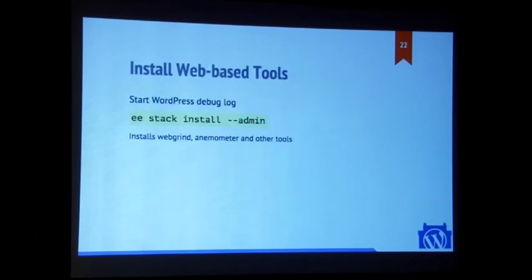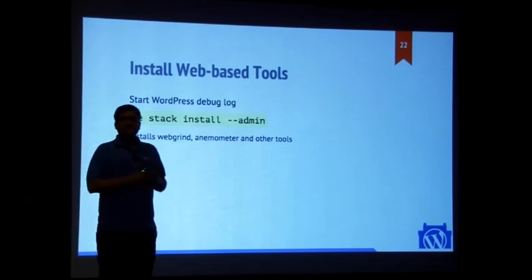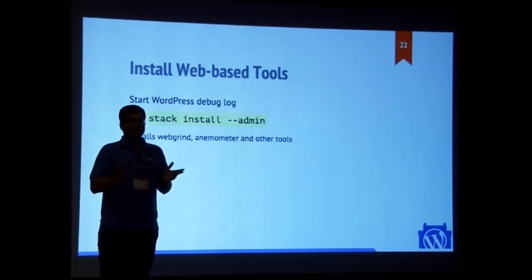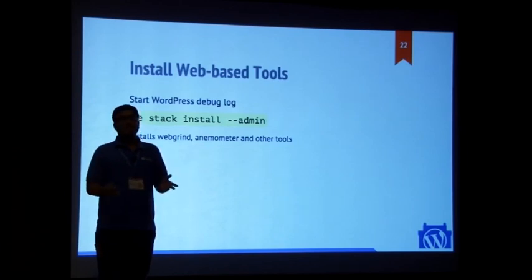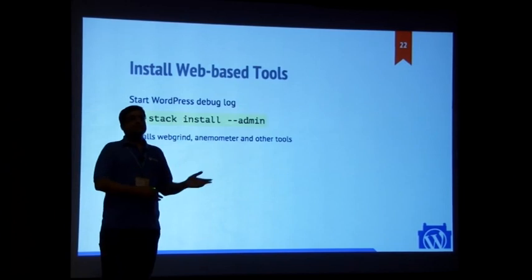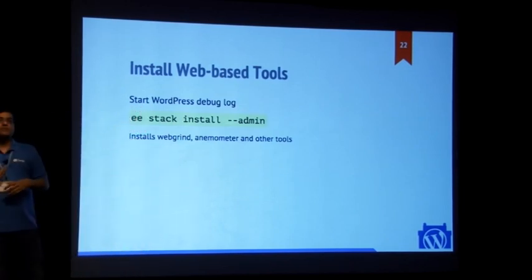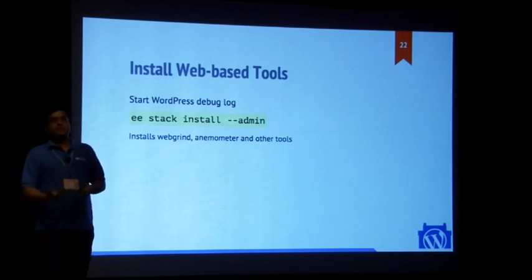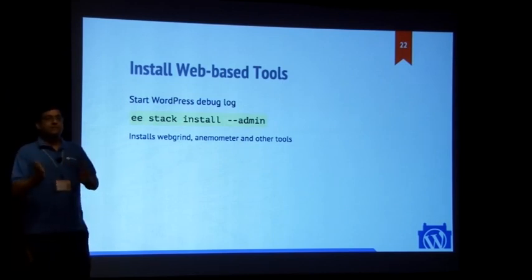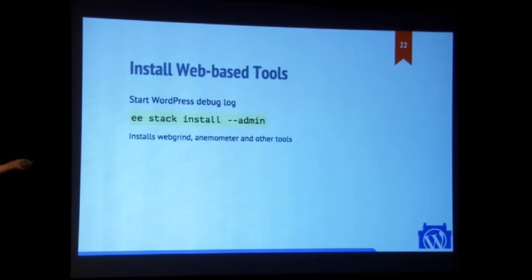And all the tools you have seen, WebGrind, Anemometer, they are a bit tough to install because they are not made for WordPress. Anemometer is a MySQL tool. It could be used by a PHP team, or by Python, Rails, any developer. So they are generic tools, so they don't come out of the box with any configuration for WordPress or developed keeping the WordPress community in mind. But this single command can get all those tools. If you are using Easy Engine, you just have to run this command and go to port number 555.